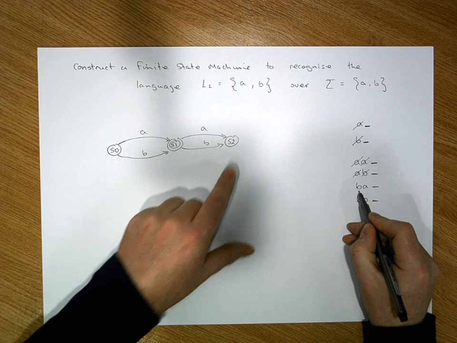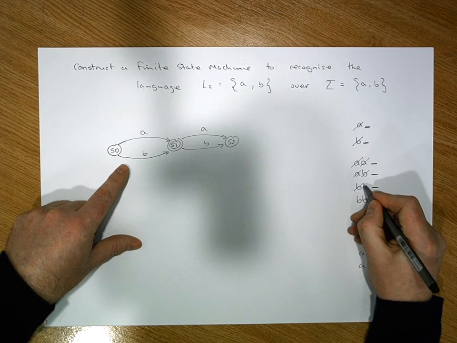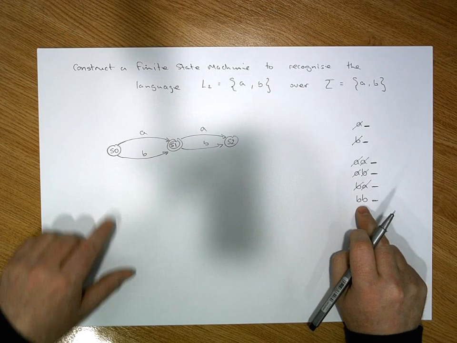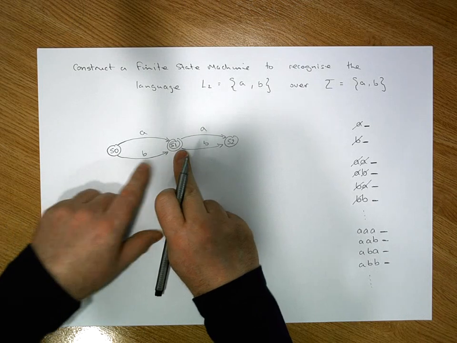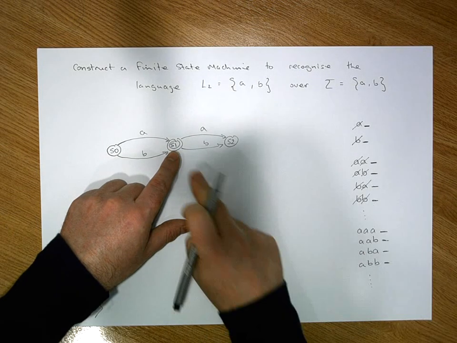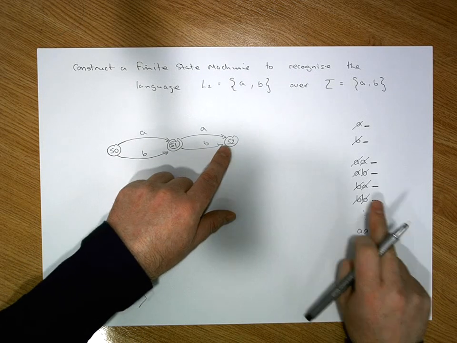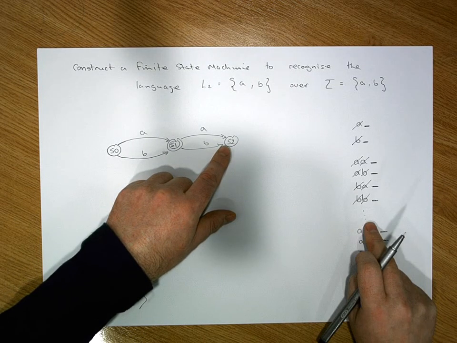What about a BA? Well, it'll read a B followed by an A, and it's not in a terminating state. What about a BB? It'll read the first B, taking us from S0 to S1. It'll read the second B, taking us from S1 to S2. And then it'll know that it's not in a terminating state, so it will not recognize that particular word. And we can continue on in this fashion.